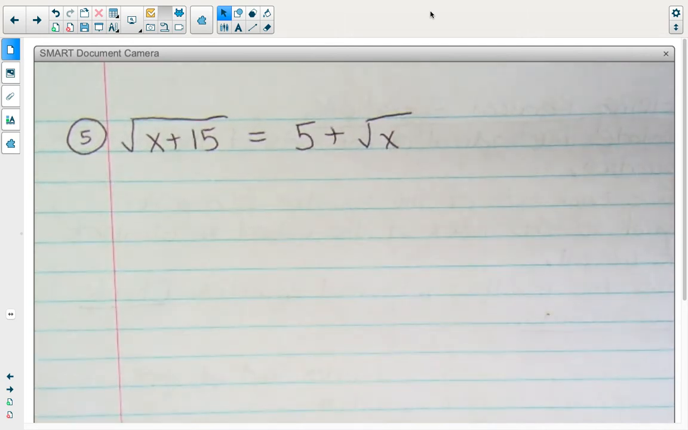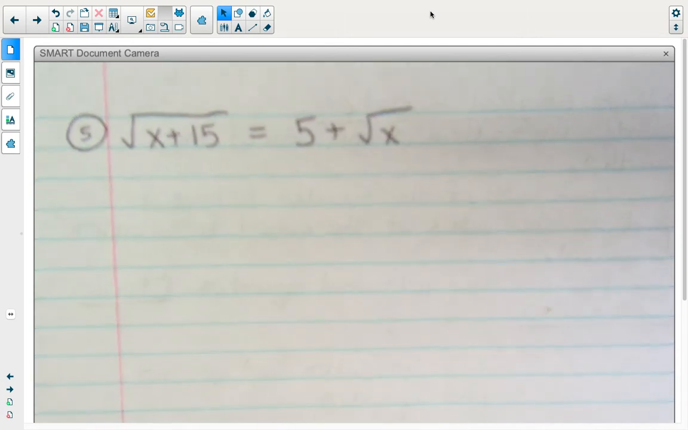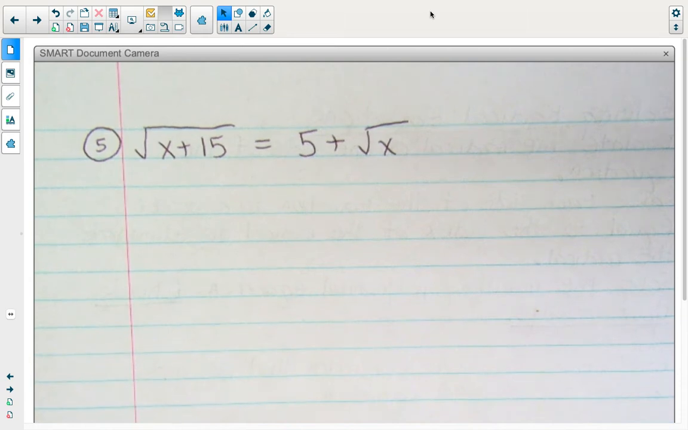All right, this one's going to be a little longer than the other ones we did. So we have the square root of x plus 15 is equal to 5 plus the square root of x. We got 2 square roots for this problem, so make a little note that this problem is different than the other ones because I have a square root on both sides. So we need to start by trying to get rid of the square root.